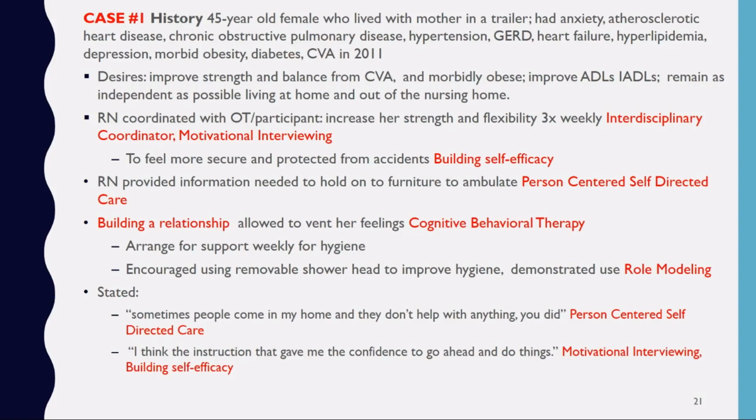The RN provided information needed on how to hold on to the furniture to ambulate, which was person-centered, self-directed care. And all of the team members and the participants built a relationship, which allowed the participant to vent her feelings. They also used cognitive behavioral therapy. They arranged for support for weekly hygiene care and encouraged her to use the removable shower head to improve her hygiene. So they were demonstrating role modeling.